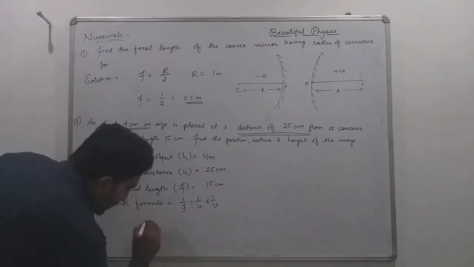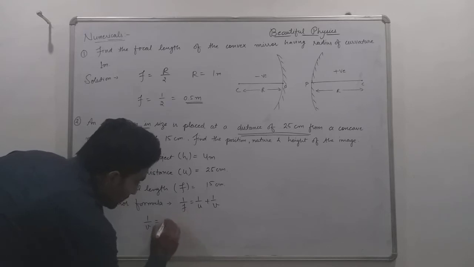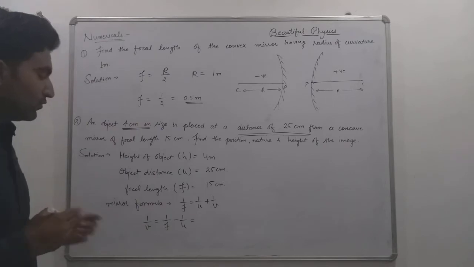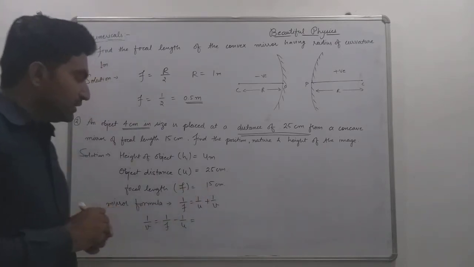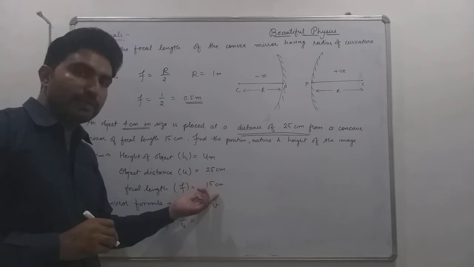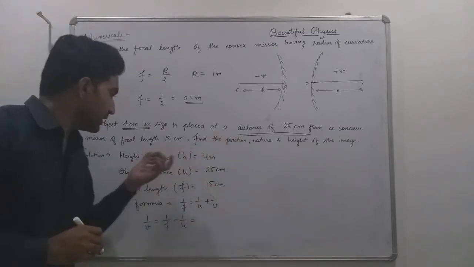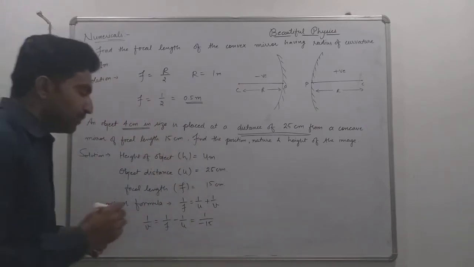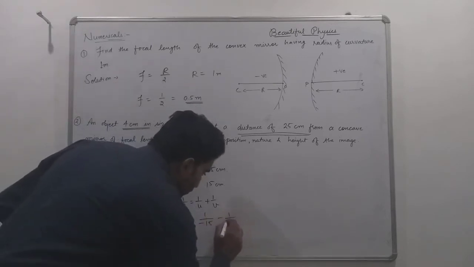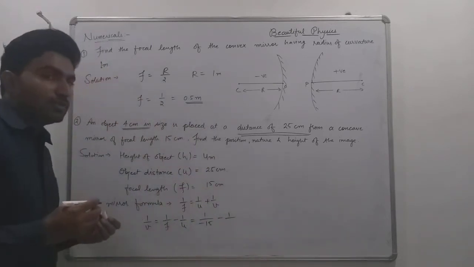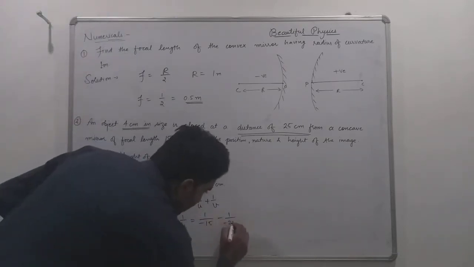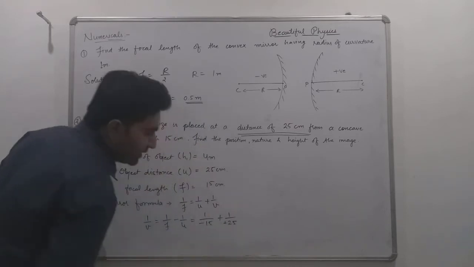So we have 1 by v equals 1 by f minus 1 by u. Now we will put the values of f and u. The value of f is 15 centimeter, and it is negative because we are taking the case of a concave mirror. So in place of f I will write minus 15, and minus 1 by u, and u is 25 centimeter, and we know that object distance is always negative, so it will be minus 25 centimeter.